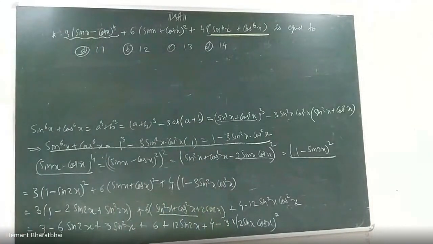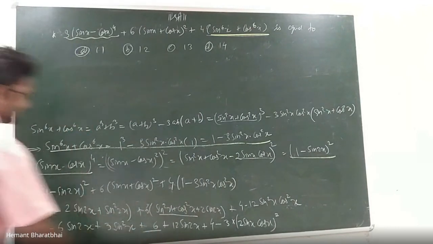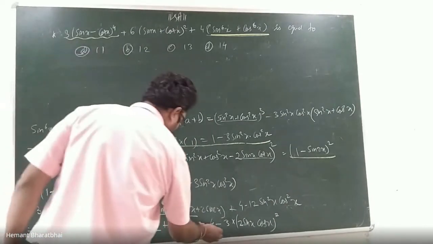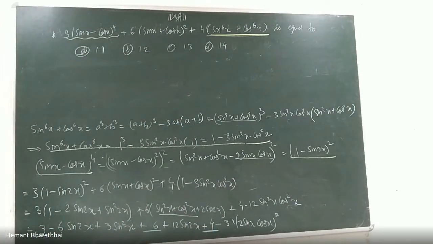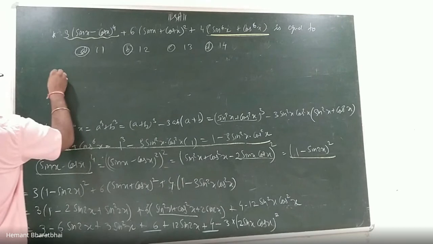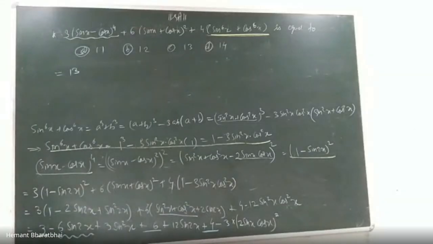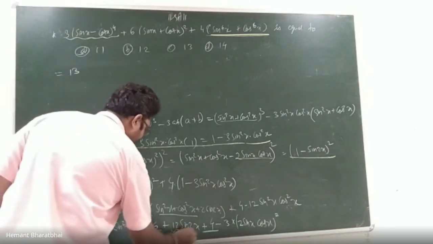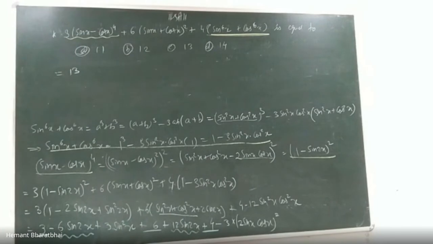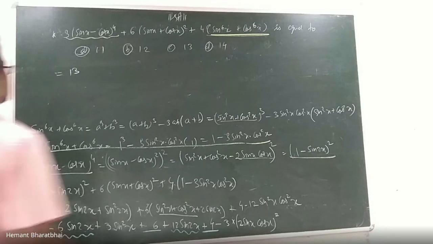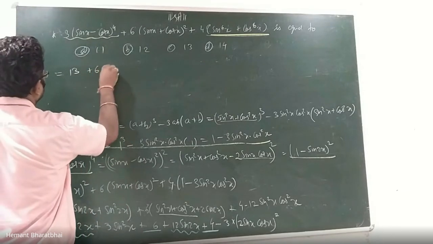So I'll further solve it. So I have here 3 plus 6, that is 9, plus 4, that is 13. So I get 13. Then here I have minus 6 sin 2x, and here I have plus 12 sin 2x. So 12 minus 6, that will be 6. I get plus 6 sin 2x.